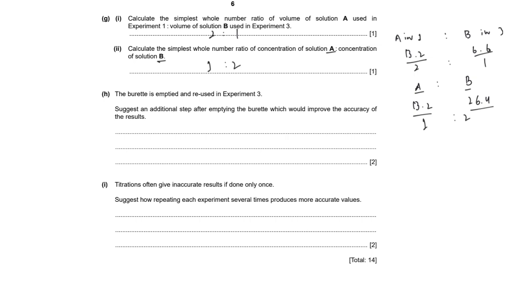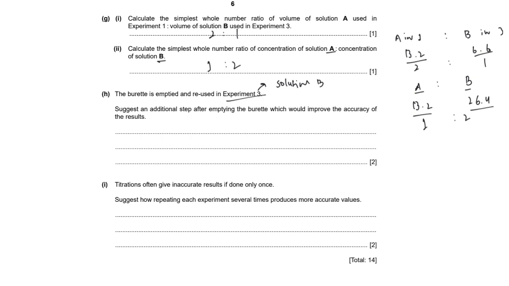And then he's saying that the burette is emptied and reused in experiment 3. In experiment 3, solution B was added, the second solution of HCl. Suggest an additional step after emptying the burette which would improve the accuracy of the results. See, you need to know one thing. When you're repeating the experiment, the burette is now being used for solution B, so it's much better if you wash the burette with solution B. It always increases the accuracy if the equipment being used is first washed with the solution that you are going to add next.